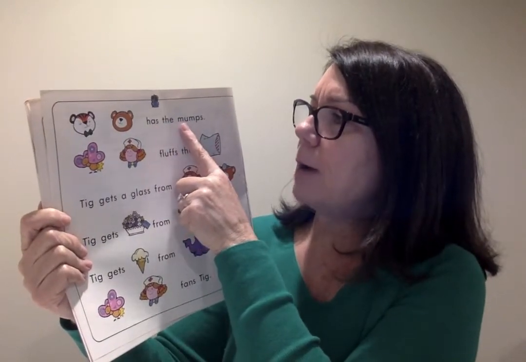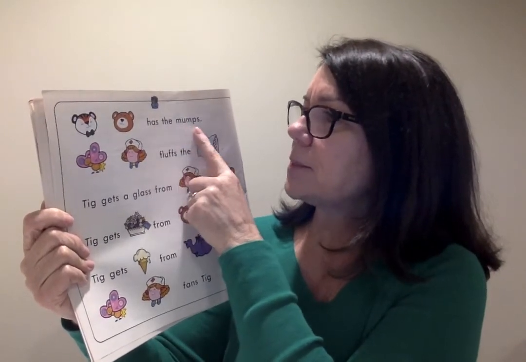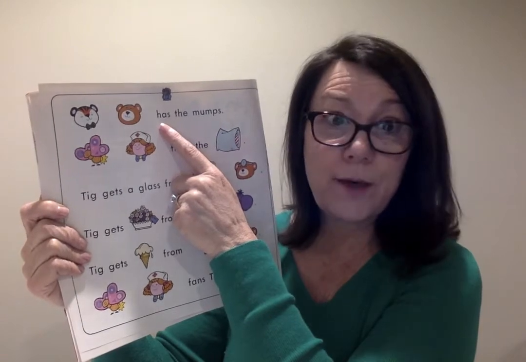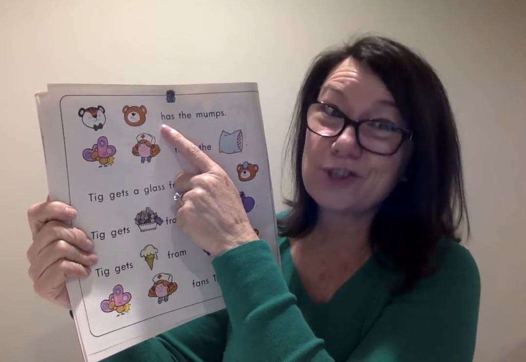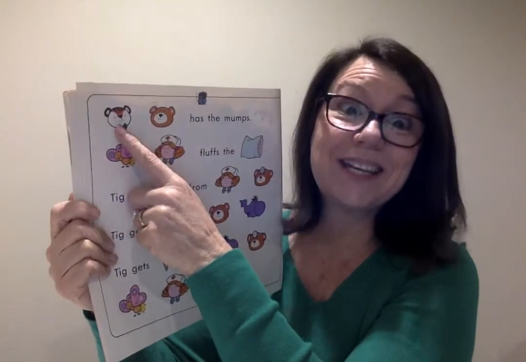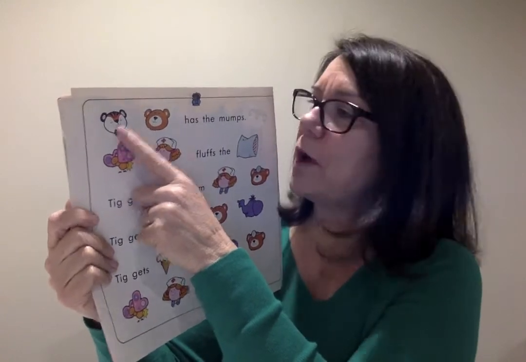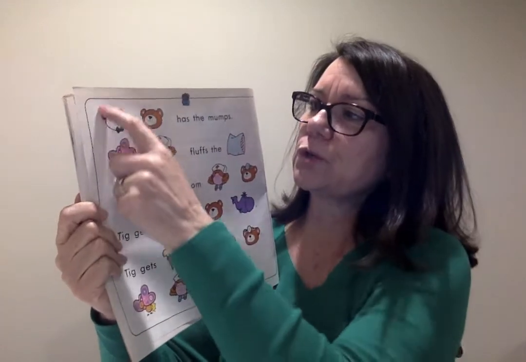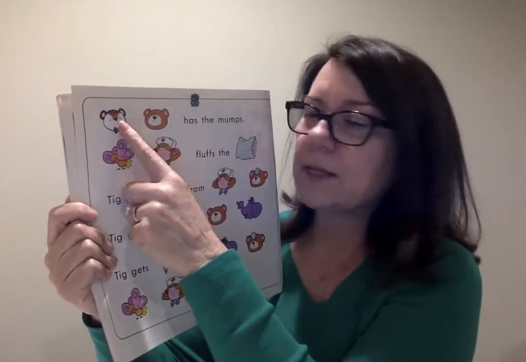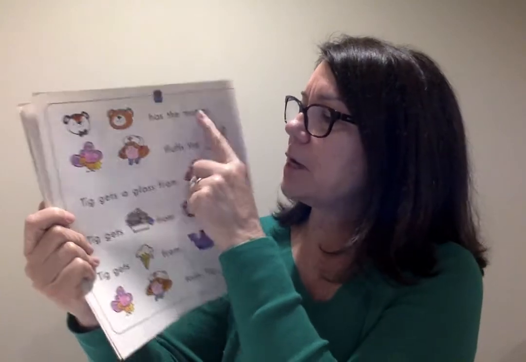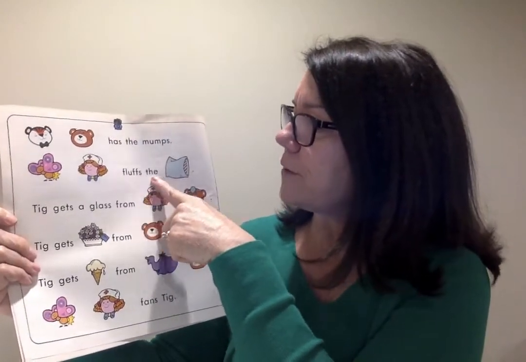Has the mumps. Do you remember who has the mumps? It's in the title of our story. Tig. Tig is ill. He is the one that has the mumps. So you'll circle Tig and you would reread that. Tig has the mumps. Next one says fluffs the pillow.